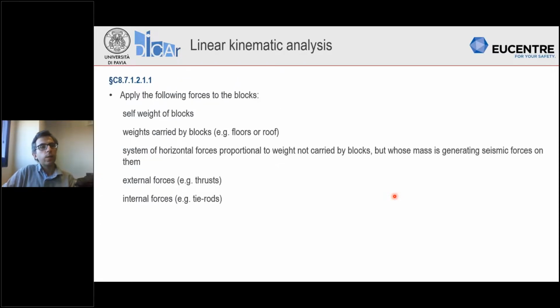To calculate the activation load multiplier, we have to apply to the blocks the following forces: the self-weight of the blocks, the weights carried by the blocks, and then a system of additional forces which are external forces, internal forces, for example, the one coming from tie rods, and a system of horizontal forces proportional to the weights which are not carried by the blocks, but whose mass is generating seismic forces on them.